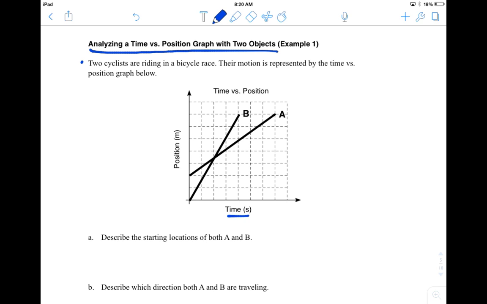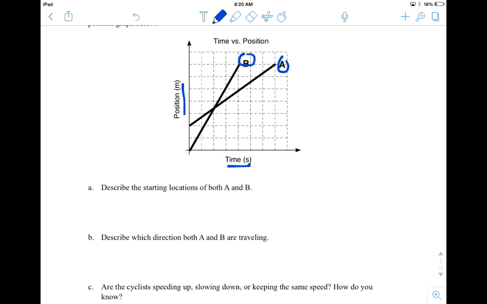I've got time down here. I've got position in meters here, and then I've got cyclist A and I've got cyclist B. So two different lines. Describe the starting locations of both A and B. So I'm going to say something like, well, first off, we see that B starts here at 0.